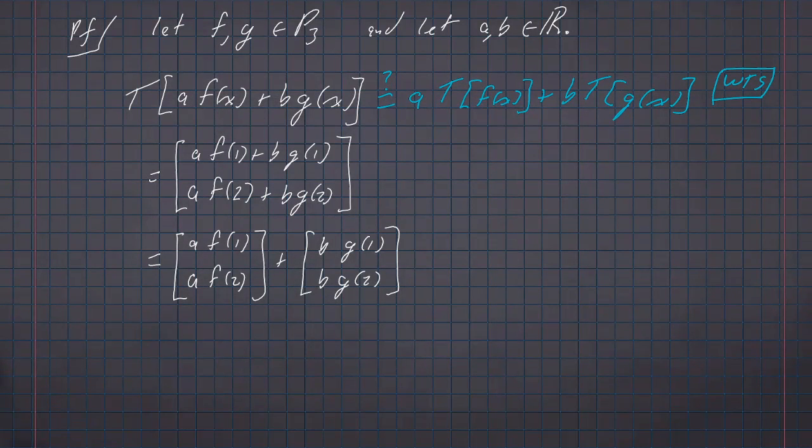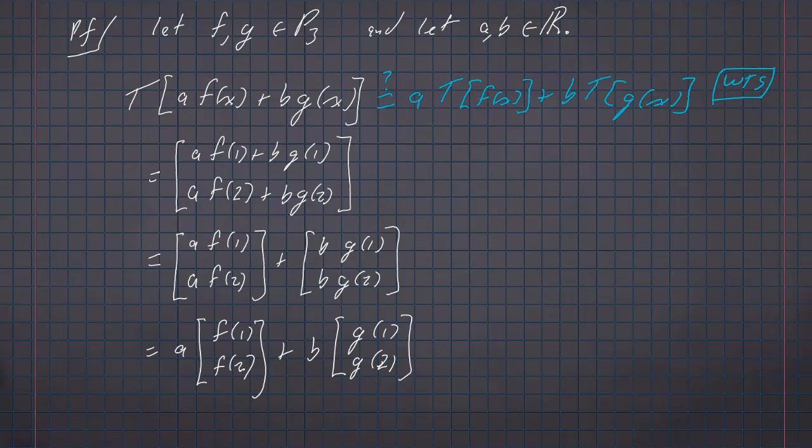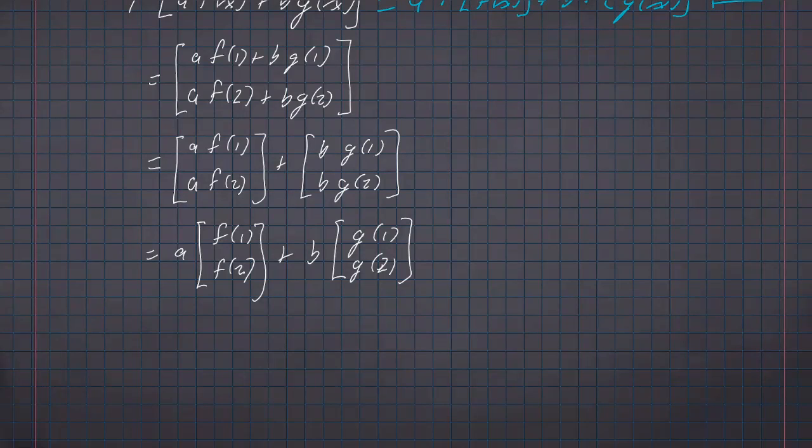I am multiplying each of the components in the first vector here by a. So I can think of that as multiplying a times the vector f of 1, f of 2. I am multiplying b times all the components in the second vector. So I can think of that as b times the vector g of 1, g of 2. And with that, we've basically got it, because f of 1, f of 2 is exactly the transformation on f of x, and g of 1, g of 2 is exactly the transformation on g of x. We have shown the thing we said we were going to show. That's what it takes to prove that this transformation actually is linear.